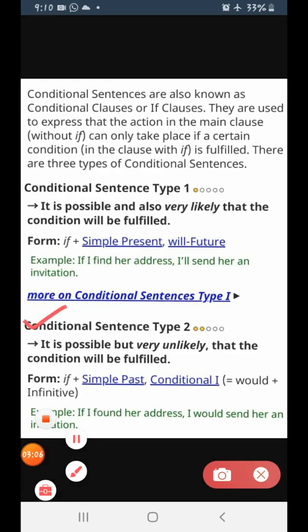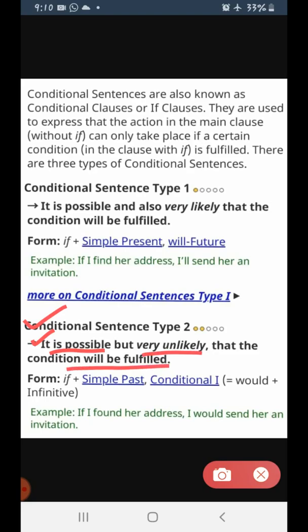Conditional sentence type 2. Now, it is possible but very unlikely. That means it can be possible, but it is very unlikely that the condition will be fulfilled. That means it may be possible, but it is sure that the condition will not be fulfilled. What is the structure? The structure is if plus simple past, and then conditional 1, first conditional, that means would plus infinitive.